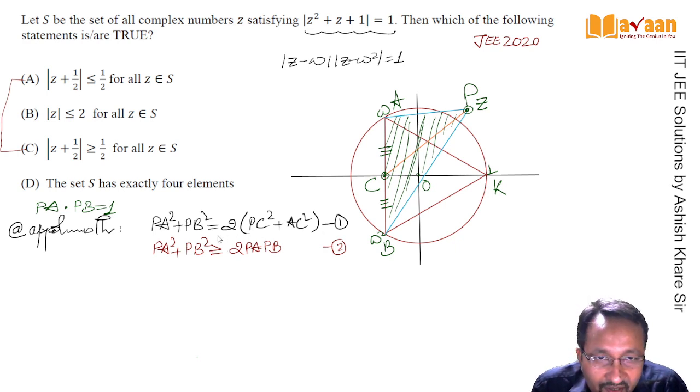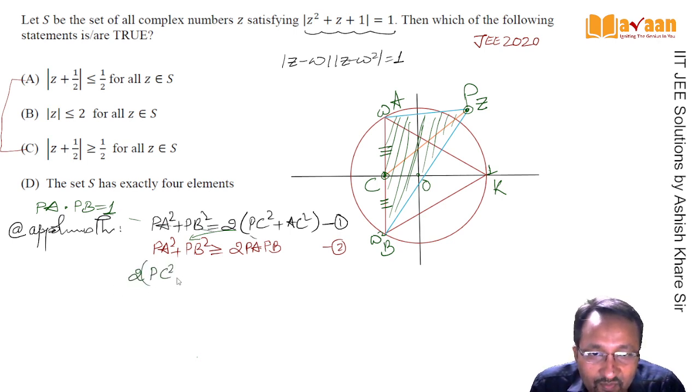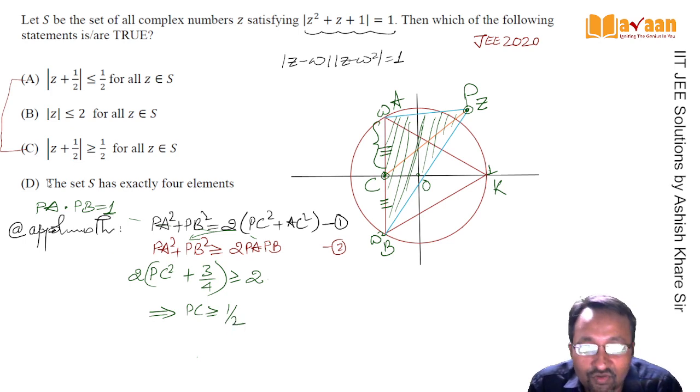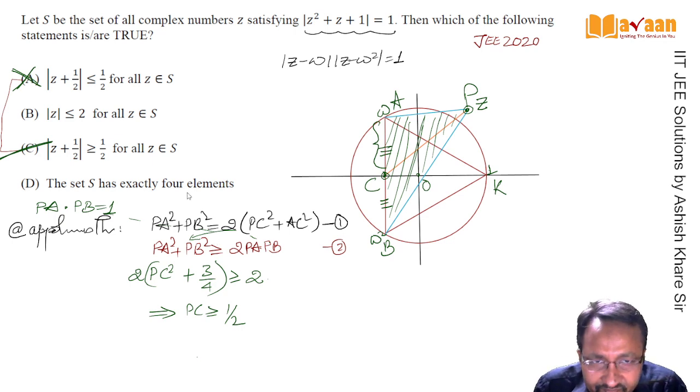Now I plug in PA square plus PB square from here and PA PB from here. So 2 times PC square plus AC square, which is root 3 iota by 2, the distance squared, that is 3 by 4, is greater than or equal to 2 times PA PB, that is 1. If we cancel the 2, we get PC square is greater than or equal to 1 by 4. So PC is greater than or equal to 1 by 2, which means option C is correct and A is incorrect. Pure geometry, 3-4 steps, provided you recall it at the right time.